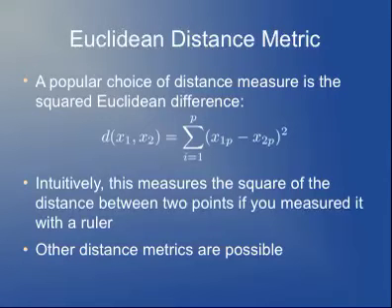And there's the mathematical formulation for the Euclidean distance. If you have x1, x2 up to xp, then your Euclidean distance will be the sum over all the possible values of p of (x1 sub p minus x2 sub p) squared. The intuition is just the square of the distance between the 2 points if you measured it using a ruler, according to the Pythagorean theorem. There are some other distance metrics that are possible, but we won't discuss those here.